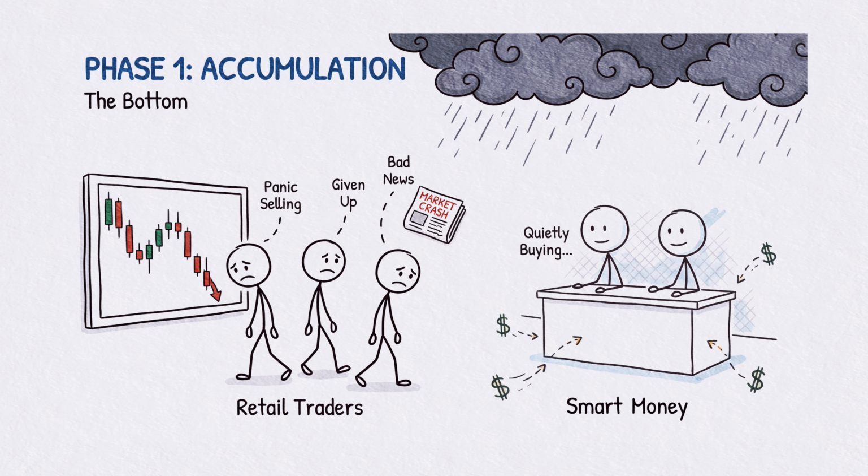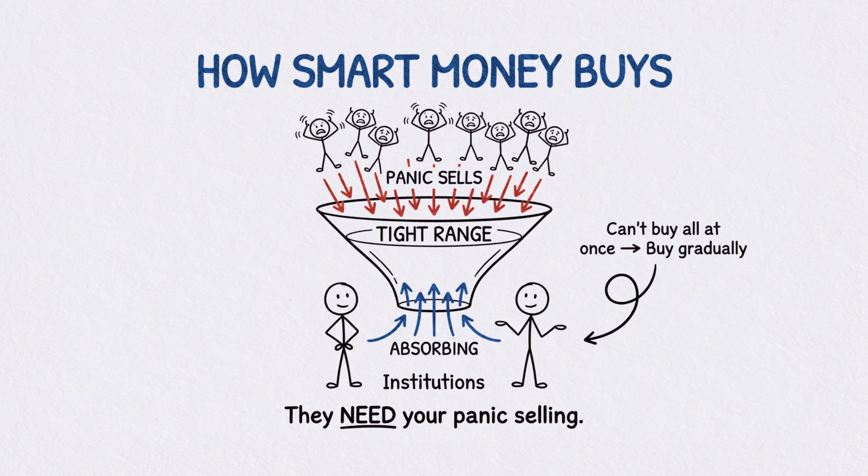Phase 1, accumulation. The market has been falling for months. News is terrible. Retail traders are panic selling or completely ignoring the asset. Everyone has given up. But behind the scenes, smart money, institutional traders, funds, whales, they're quietly buying. They can't buy everything at once because their order sizes are massive, so they buy gradually, absorbing retail's panic selling day after day within a tight range.